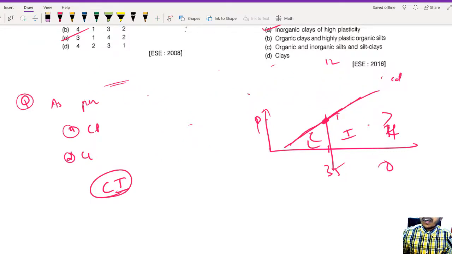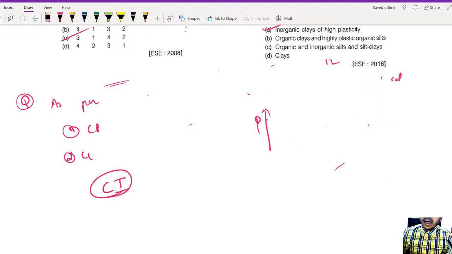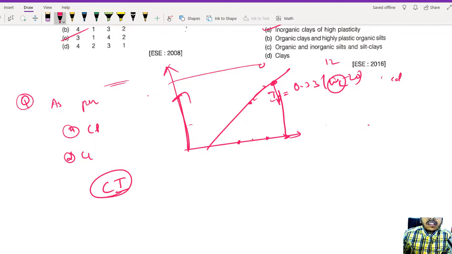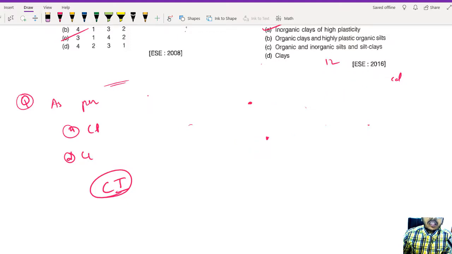Okay, so just to find out whether your point is above A line or below A line, first you have to find out A line corresponding to that water content, corresponding to that liquid limit. So your IP value will come, IP is equal to 0.73 WL minus 20. Corresponding to that water content, it could be anything, it could be 50, 40, doesn't matter, you will get your IP value. If your soil's IP value is more than this, then it will be above. If your soil's IP value is less than this point, then it will be below A line. As simple as that. So you can classify whether it is clay or silt very easily.